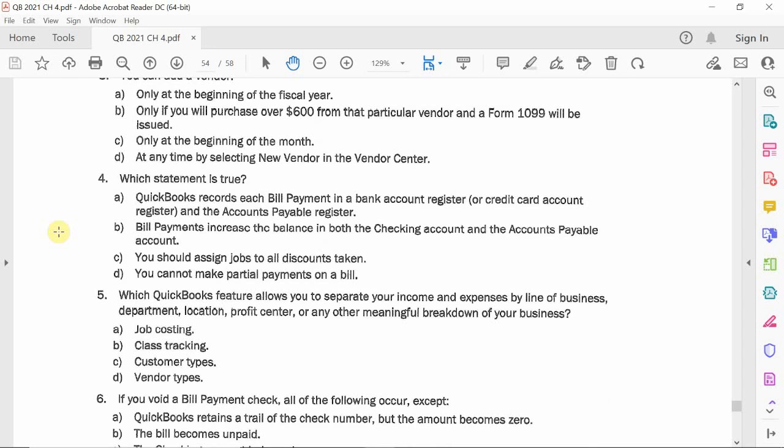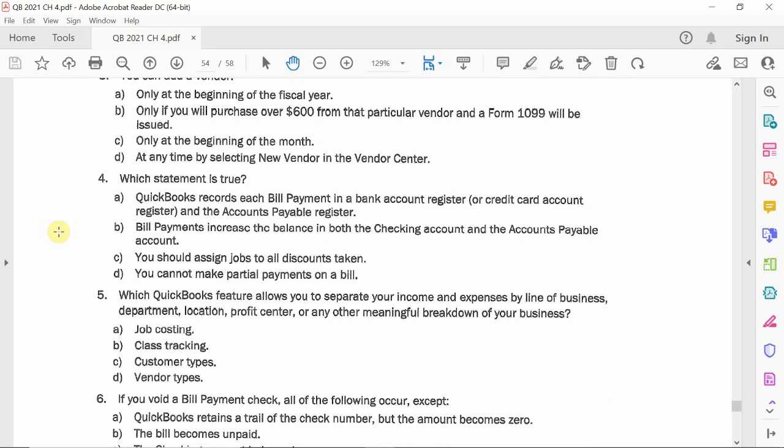Okay. And C says you should assign jobs to all discounts taken. No, you don't need to assign any job to discounts because you may not be buying something for a particular individual. You could just be buying it for the sake of your own company, so you don't need to assign a job for it. D says you cannot make partial payments on a bill.